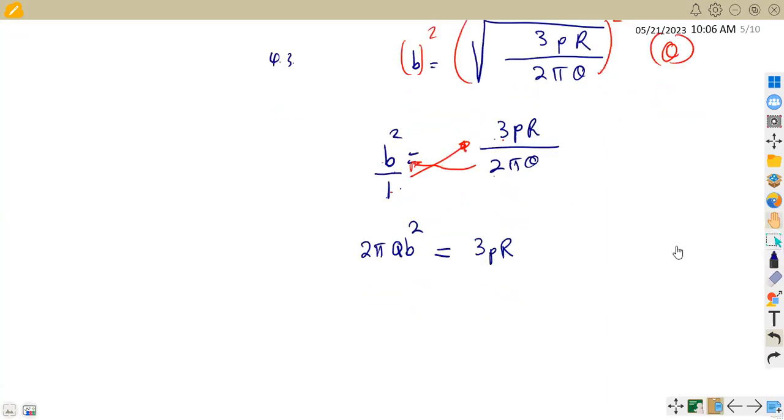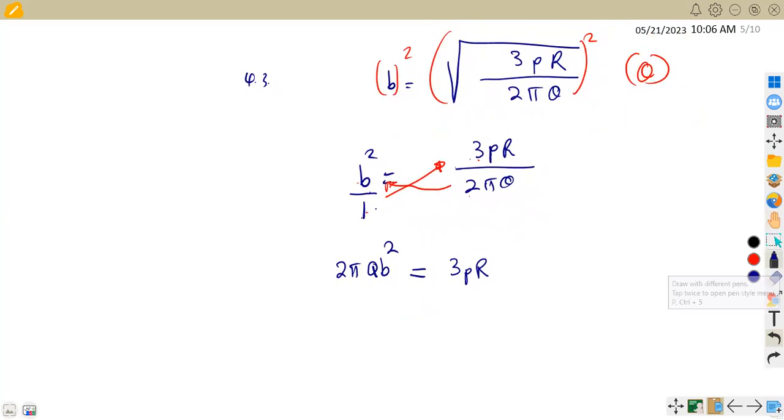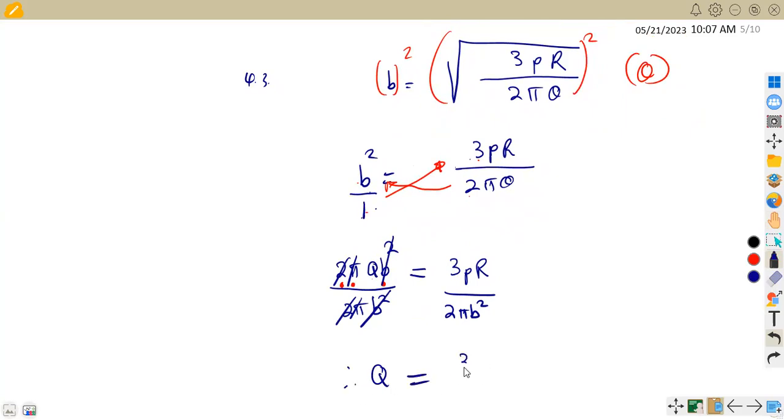Remember, we are supposed to make q the subject of the formula. And what is affecting q right now is the 2, the pi, and the b squared. So what can we do with this? We can simply divide, since we are multiplying. If we divide by 2 pi b squared, we can cancel 2 and 2, pi and pi, b squared and b squared. Thus, we remain with the q. So therefore, our q is going to be equal to 3pr over 2 pi b squared.